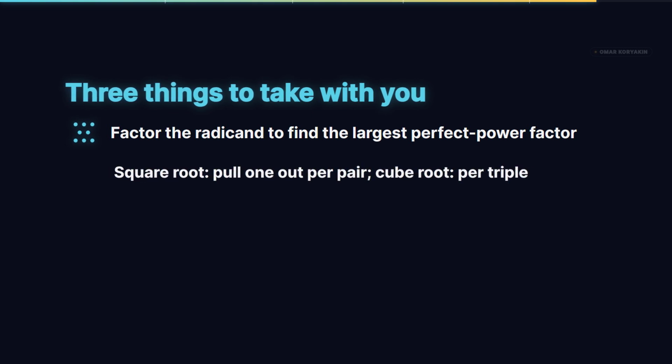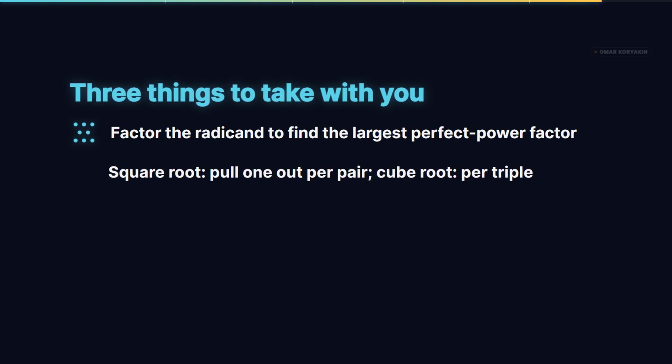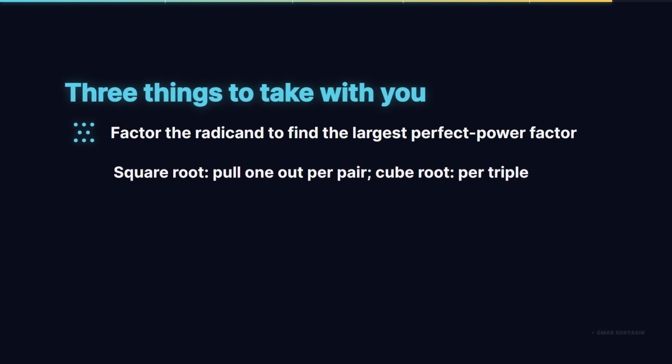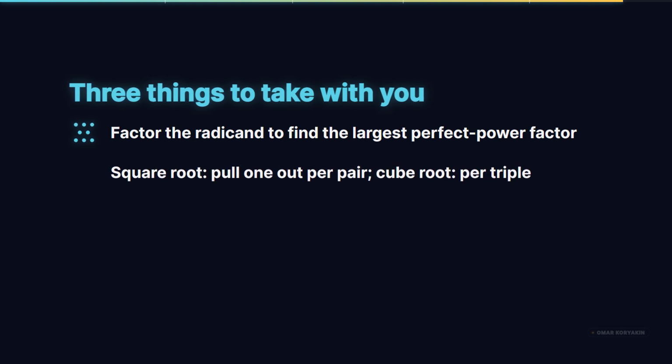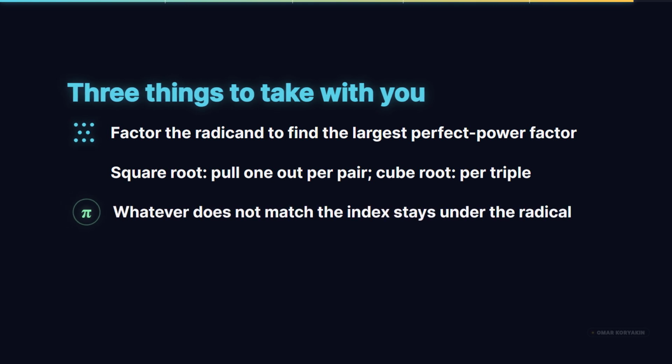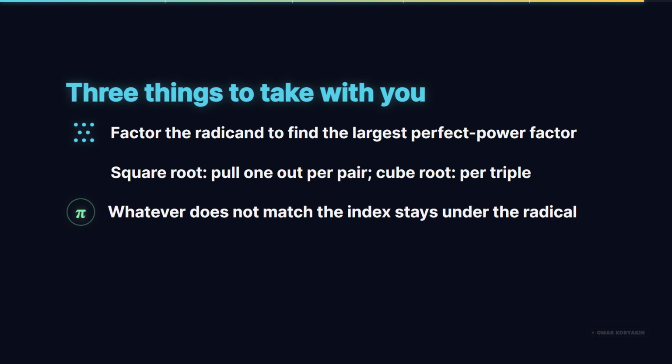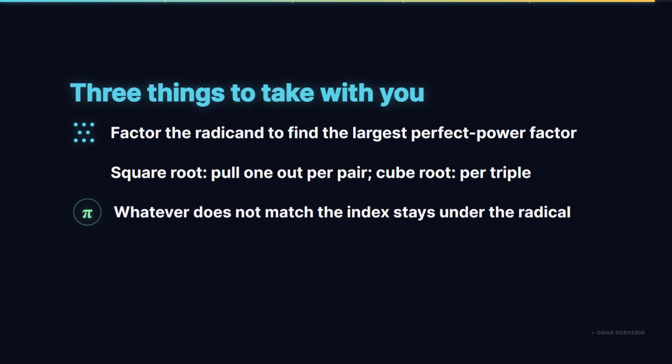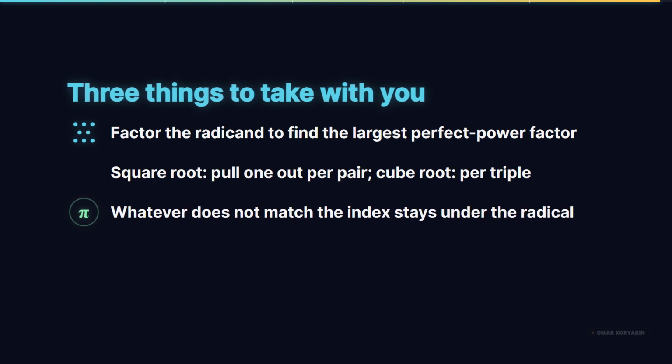Pull one factor out for each matching power. A square root pulls one factor out for every pair. A cube root pulls one out for every triple. An nth root pulls one out for every n-tuple of identical factors. Anything that does not pair up cleanly stays under the radical. The simplified form has a coefficient outside, an irreducible factor inside, and is the canonical answer to any radical simplification problem.